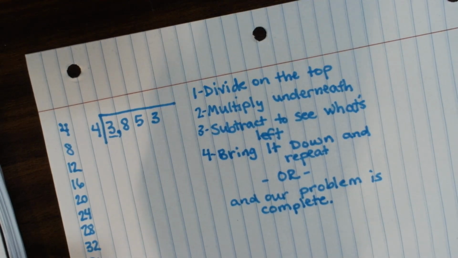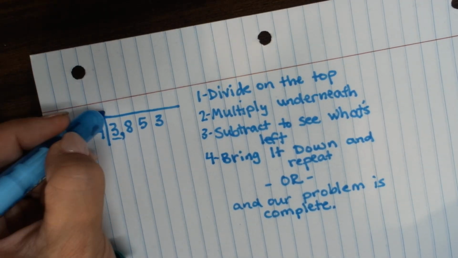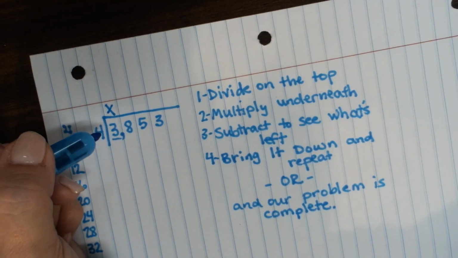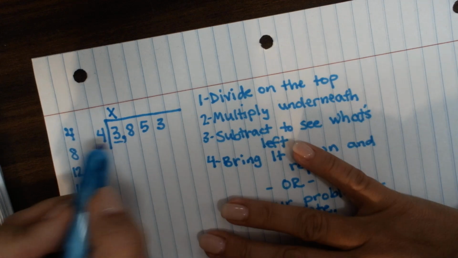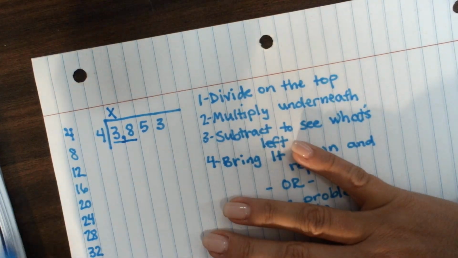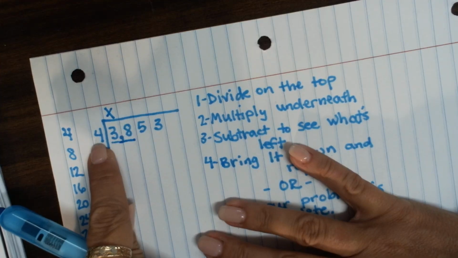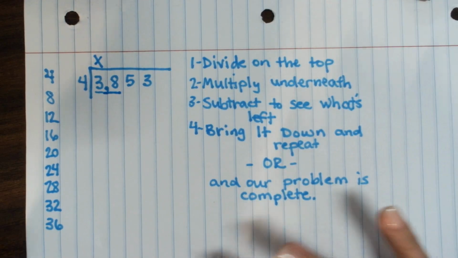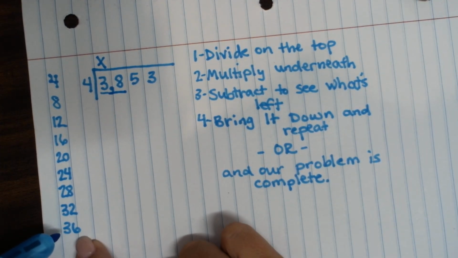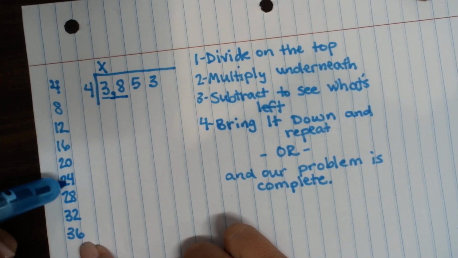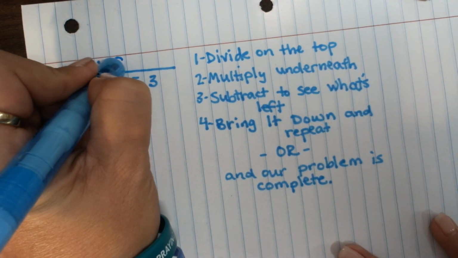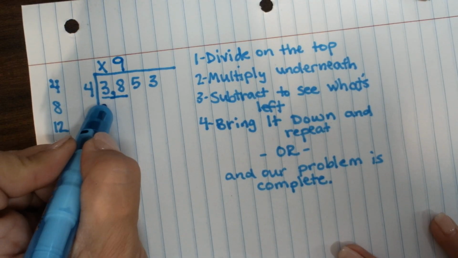Now, we cannot divide on the top right here, so we're going to put an X. I always just put an X there because now I'm ready to answer whatever is available in my hundreds place. So now instead of looking at 3, I look at 38. How many times will 4 go into 38? I'm going to look over here on the side, and I see that I can get all the way up to this 36 without going over. That's 1, 2, 3, 4, 5, 6, 7, 8, 9. So 9 times 4.